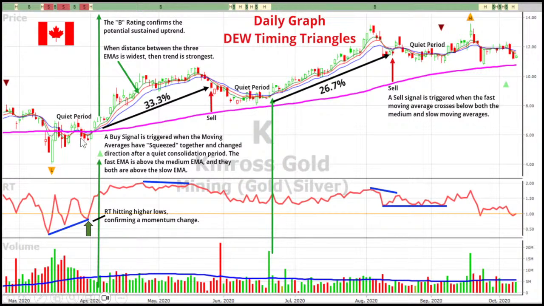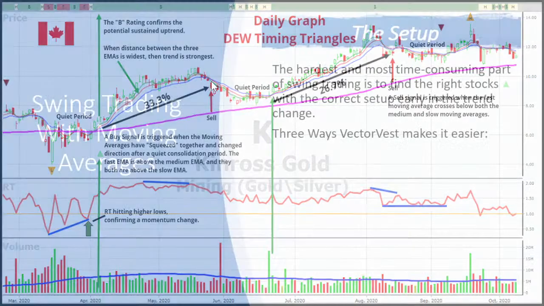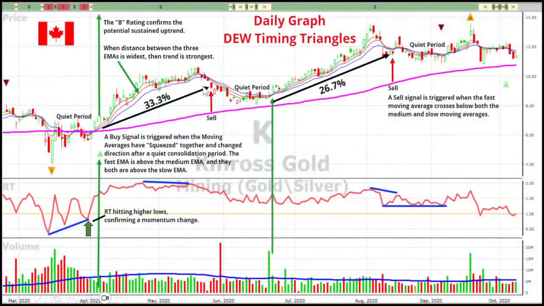Here's your quiet period. Here, RT is hitting higher lows, confirming that a momentum change is occurring. Stock price is hitting higher lows as well. But here, finally, price crosses above the 50-day moving average. We see the fanning apart of those moving averages. There's your trade. There's your sell signal.